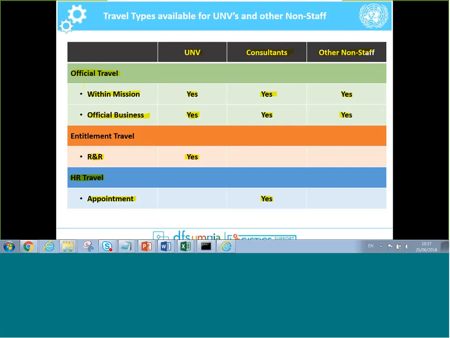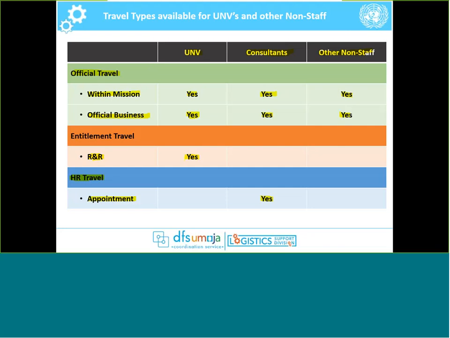Okay, so in this first slide, we were discussing the official travel category that applies to any type of non-staff categories: UNVs, consultants, contractors, and other non-staff. Then R&R travel that relates only to the UNV subgroup, and the appointment travel within the HR category that applies mainly to consultants.